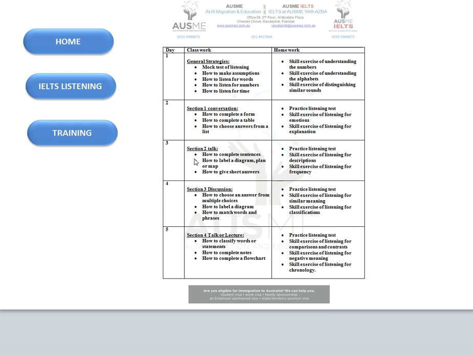So on day 3, we move on to the second section, which is the monologue, and specifically we've written here, the talk. In that, we help you in how you can complete sentences, those question types that you get for section 2, and how you can label a diagram, plan, or a map that is specifically given in section 2. The other thing we help you in is how to give short answers. So all this is covered on day 3.